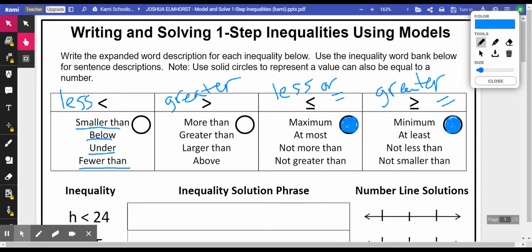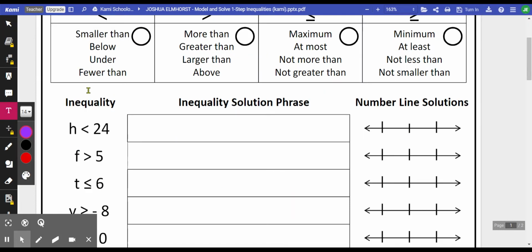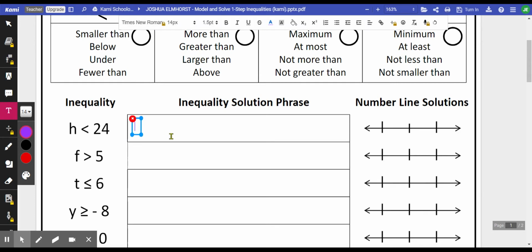All right, so we're going to take a look at the first practice down below. We're not going to solve, we're just going to represent the inequalities and what the phrases mean. Okay, for this part, I think it's actually going to be easier if we use a text box to help us out with this.